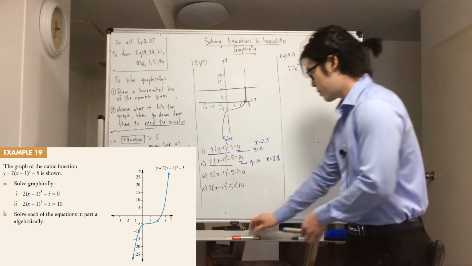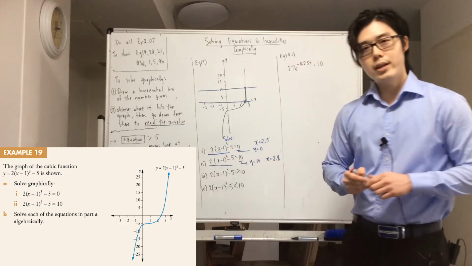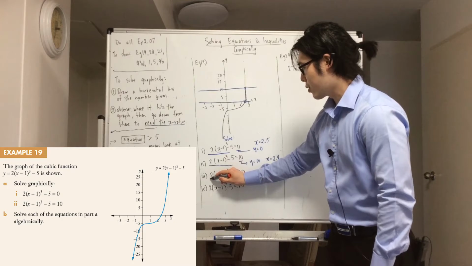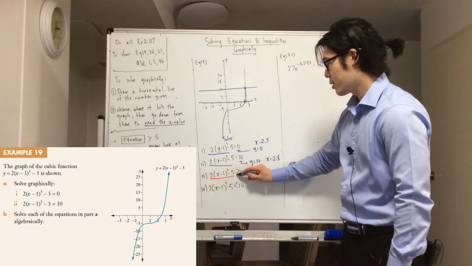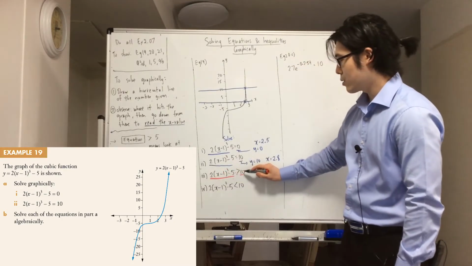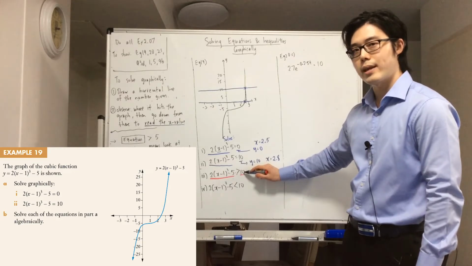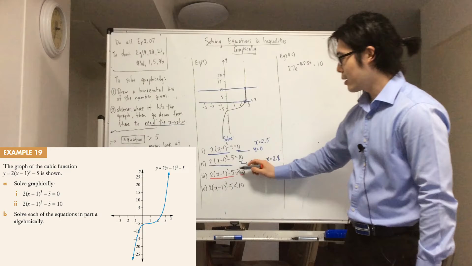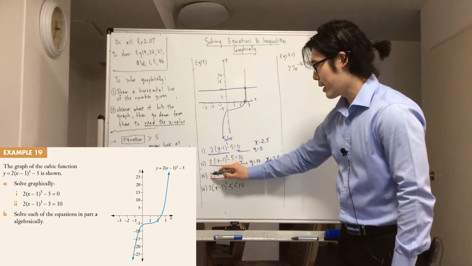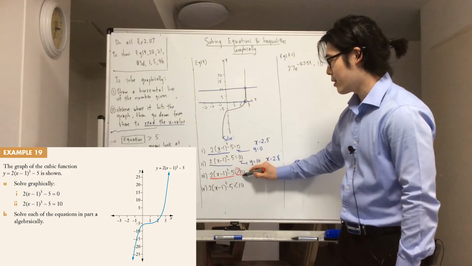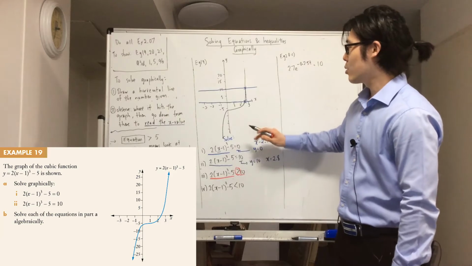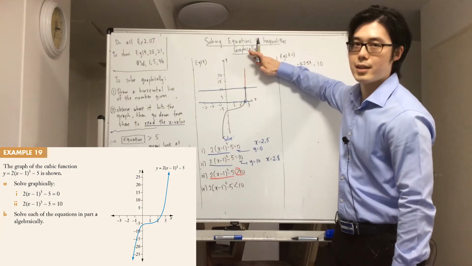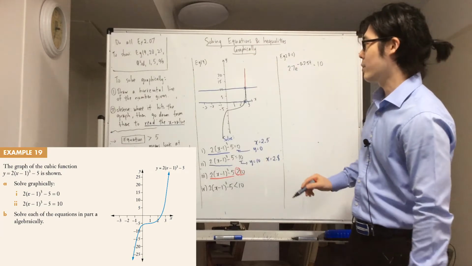Now, with inequality though, if they want you to solve where the graph is greater than 10, the first step is to still draw that line. I've drawn that y = 10 line. If it says the equation is greater than 10, that means you're looking at this part of the graph where it's above the 10. So that's what that means inequality wise.